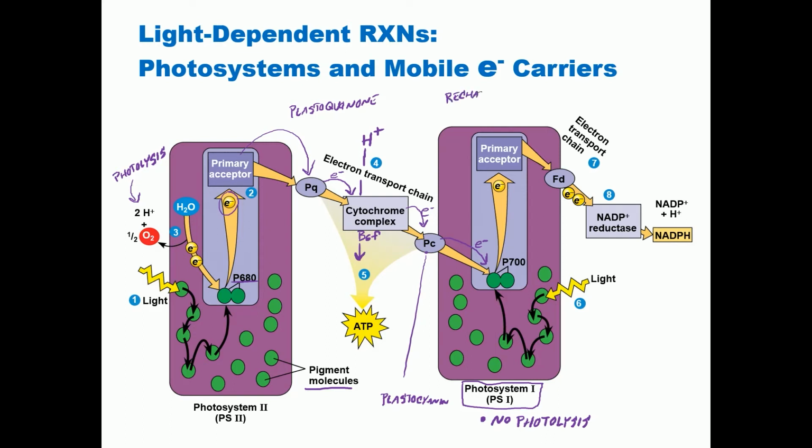So what happens at photosystem 1? Well, basically that electron was used at cytochrome B6F to do a little bit of work, so it's lower in energy now. It needs to be recharged. So photosystem 1 is a recharge station.